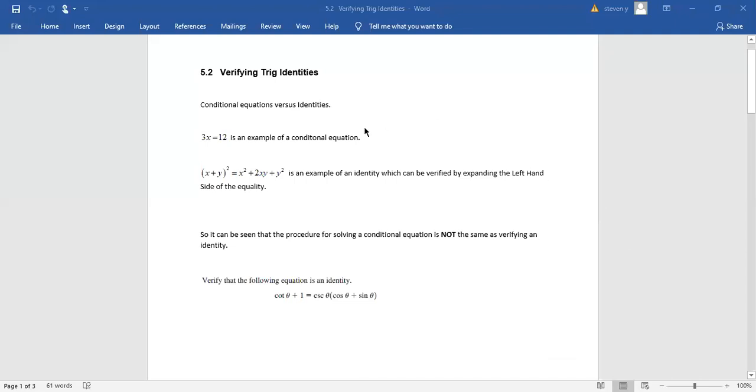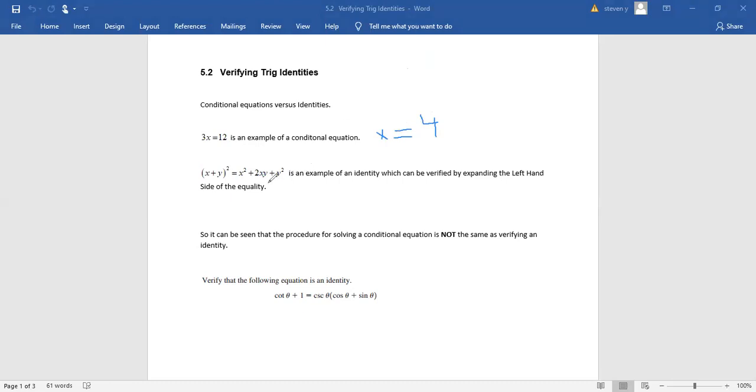Now, the first thing I want to do is distinguish between just regular conditional equations and identities. If you'll take a look at this one, this is a simple enough problem all the way back to intermediate algebra. It says 3x equals 12. That's an example of a conditional equation that's clearly only true when x is equal to 4. So in other words, just by inspection, if you divide both sides by 3, you get x equals 4. So again, this is a conditional equation. It is not true all the time. It's only true when x is equal to 4.